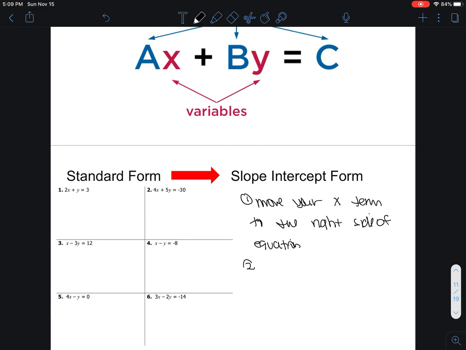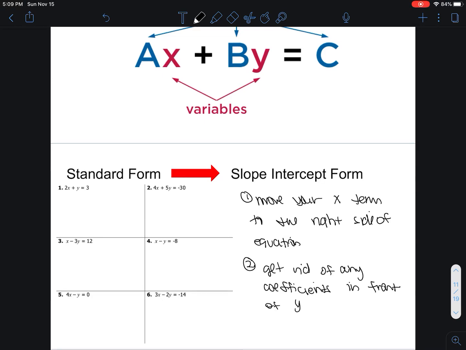And then what you're going to do is get rid of any coefficients in front of y by dividing by that number. Oops, that should say by, not but, by that number.